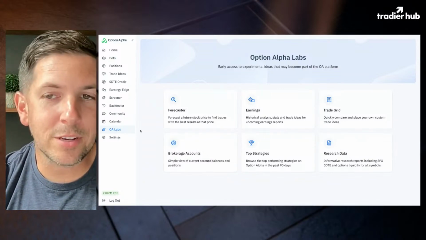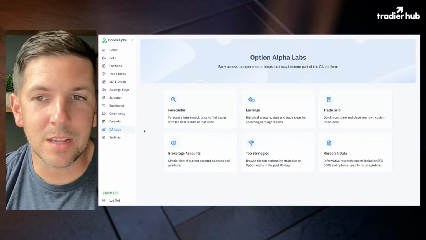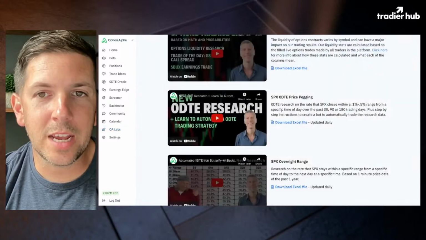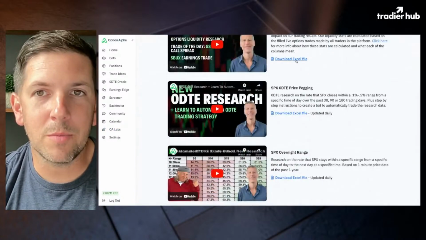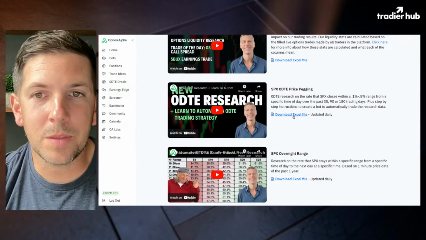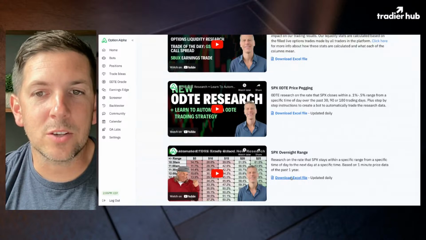We update it every single day. You can come in every single day if you want to and grab the newest Excel file. But down here in the bottom right is this section called research data. And in research data, we have all types of different research that we've published, liquidity data. This is the peg data that I just talked about that's updated every single day. And then the latest file down here is our SPX overnight range.